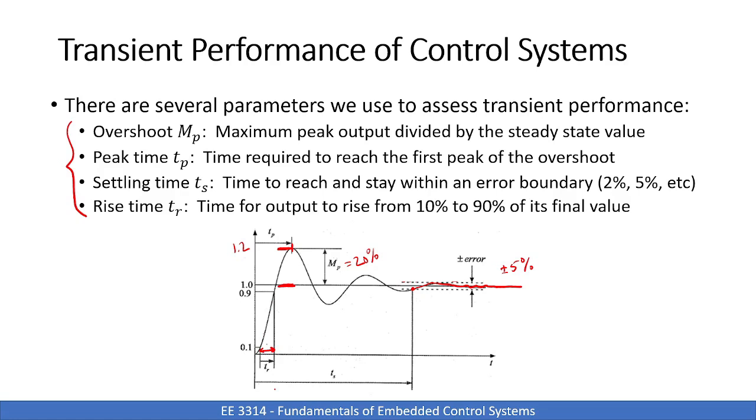And keep in mind, and we'll talk about this in a minute, for a first order system we won't have overshoot, right? We have an overdamped system. Well, for any overdamped system, we're only going to have rise time and settling time. So overshoot and peak time are only for underdamped or second order type systems where we have some sort of overshoot. So these four won't always apply to every system.